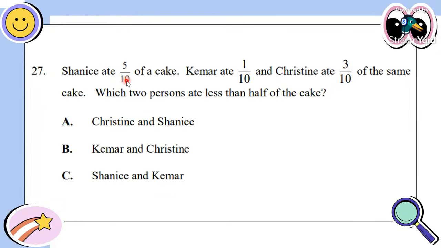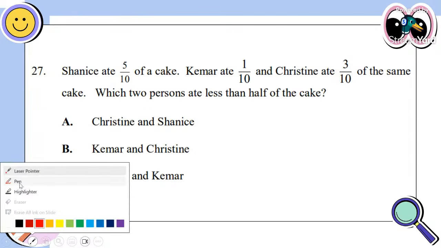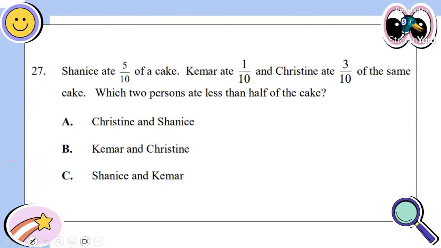You know what? I want to see your answers in the chat, and then I will go ahead and start working this out. So who ate? Is it A, Christine and Shanice, B, Kemar and Christine, or C, Shanice and Kemar? Let me see some answers in the chat. June Plum says Kemar and Christine. Sir Marie James says the same thing. Ramon says Shanice and Kemar. Shamika says Kemar and Christine. All right. I'm seeing at least 2 different answers already in the chat.